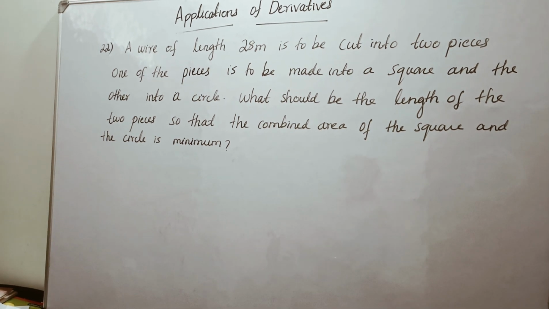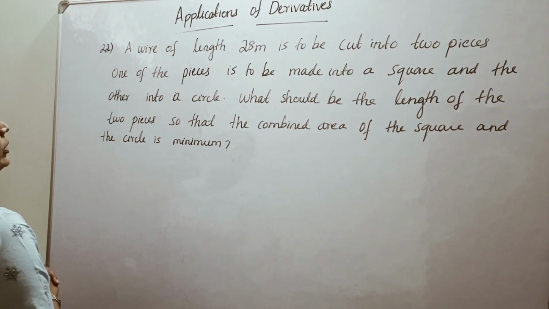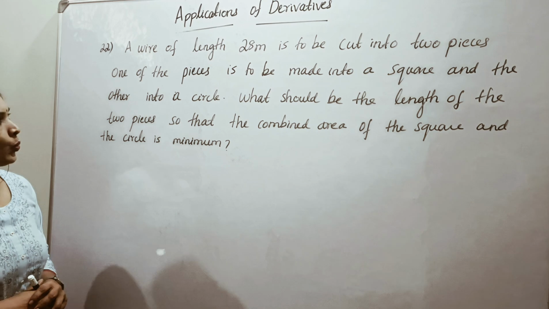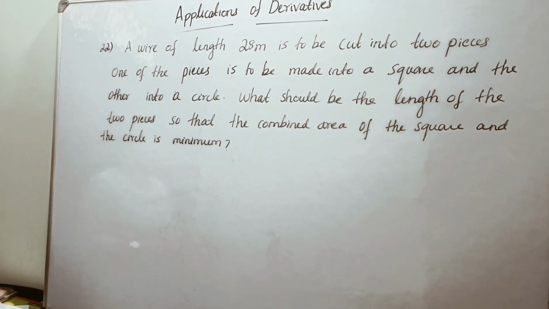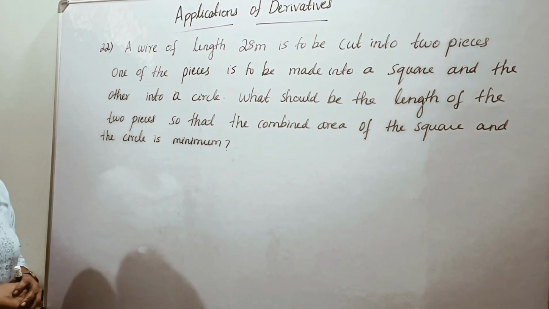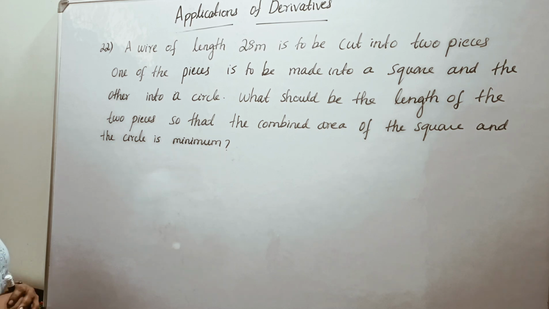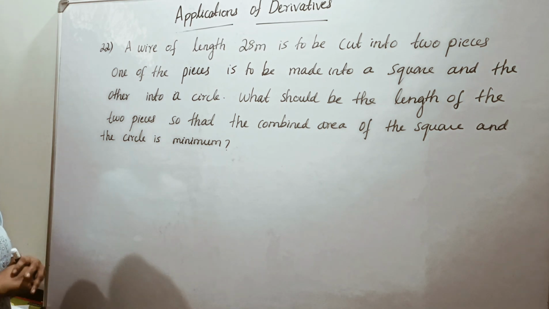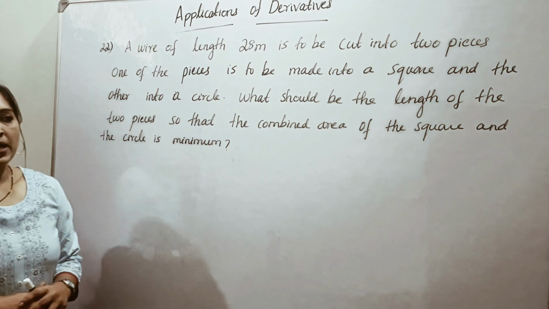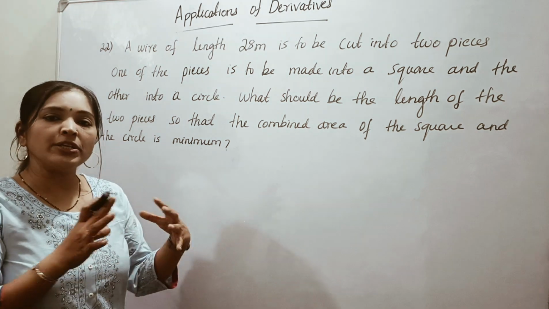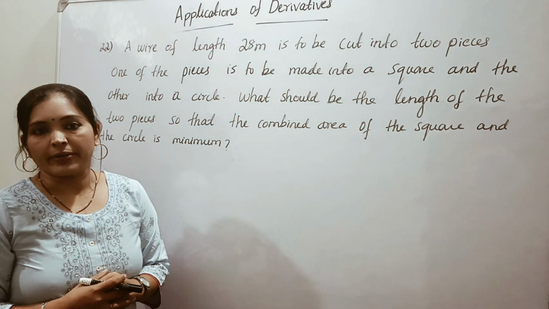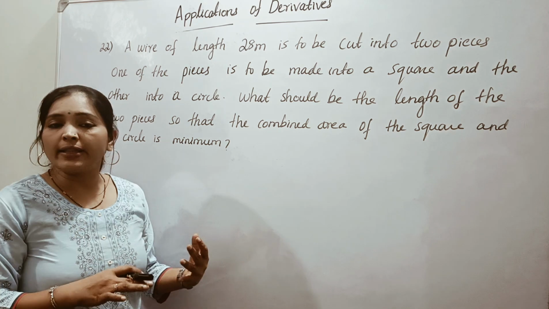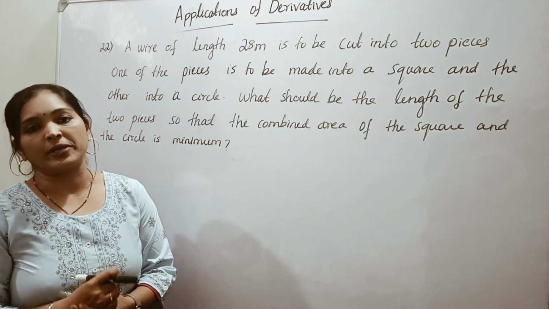Look at the next question. A wire of length 28 meter is to be cut into two pieces. One of the pieces is to be made into a square and the other into a circle. What should be the length of the two pieces so that the combined area of the square and the circle is minimum? See here, what is our function? Combined area of a circle and a square. When it is minimum, what are the lengths of the wires after cutting into two pieces?